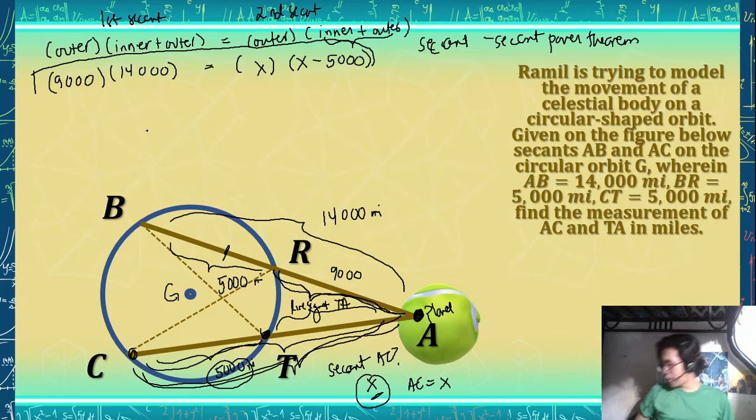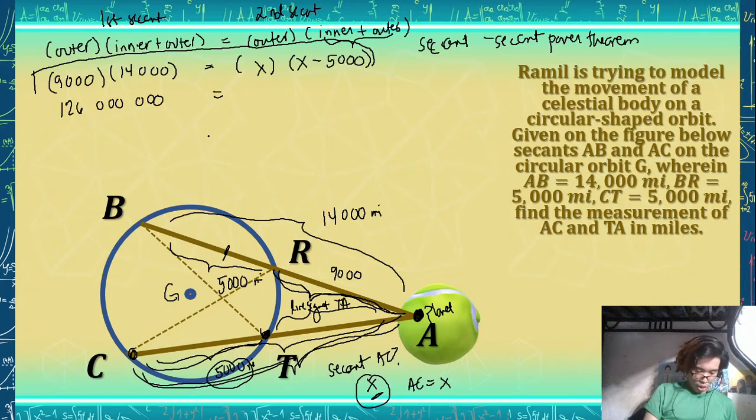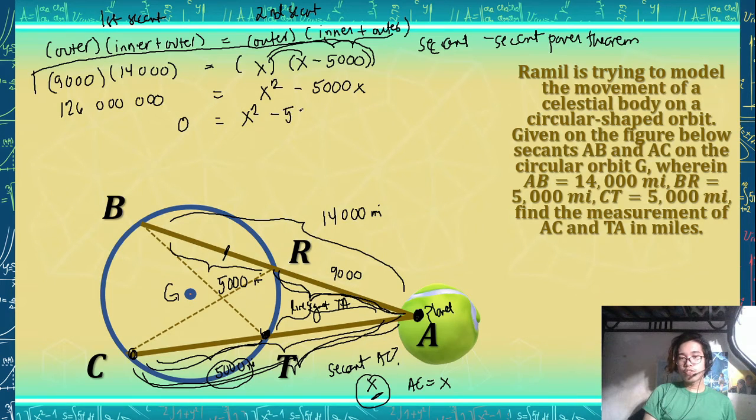What's 9,000 times 14,000? We can use our calculator. That's equal to 126 million, that is 126 followed by six zeros. Then we distribute the x, giving x squared minus 5,000x. Based on this equation, we can create a quadratic equation: 0 is equal to x squared minus 5,000x minus 126 million. That's quite big.